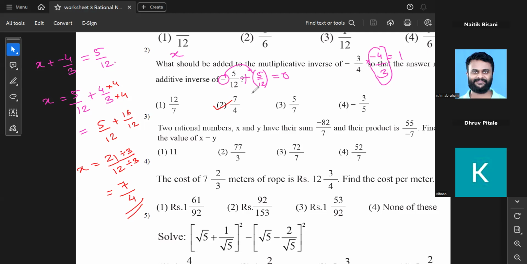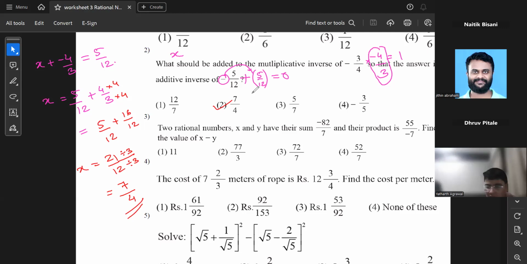And Naitik, tell me what your query is. Sir, I didn't have a query in this question, but in the last class, I was present. How can we convert minus 1 3 by 7 into an improper fraction? Okay, I'll help. Not a problem. Just a minute. First, let people understand this, then I'll help you with that.